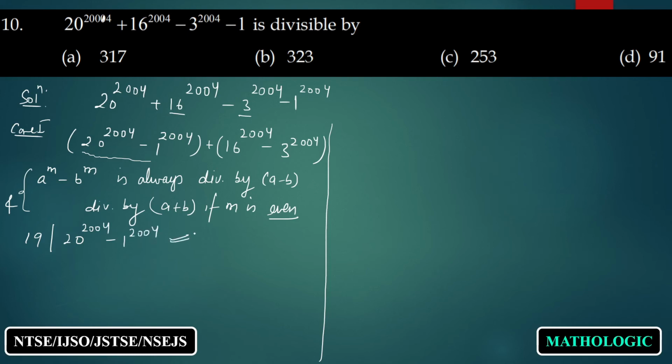One observation we have got from this expression. Again, consider the second one, a to the power m minus b to the power m. By the same condition, a minus b will divide this number, and a plus b will also divide it since the power is even. So 16 plus 3 is 19. So 19 is also dividing 16 to the power 2004 minus 3 to the power 2004. Overall, we can say that 19 divides this whole expression. We are getting this in case 1.